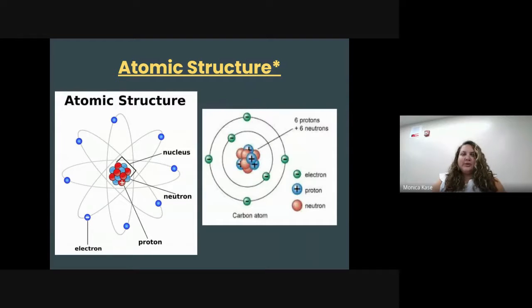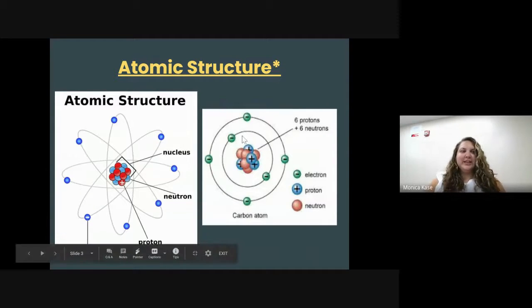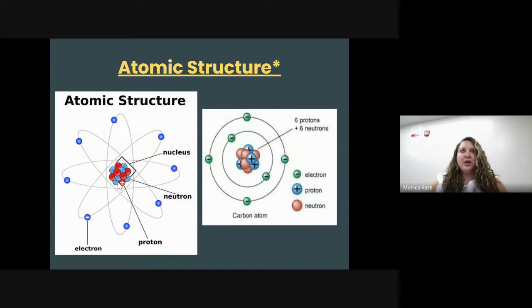All right, so our atomic structure looks like this. So in the middle there, we have our nucleus, where you can find your protons and your neutrons. Sometimes you'll see protons with that plus on there, so that you know those are the protons. And then the neutrons, because they are a neutral charge, won't have anything. Then you have the electrons whizzing around the outside.